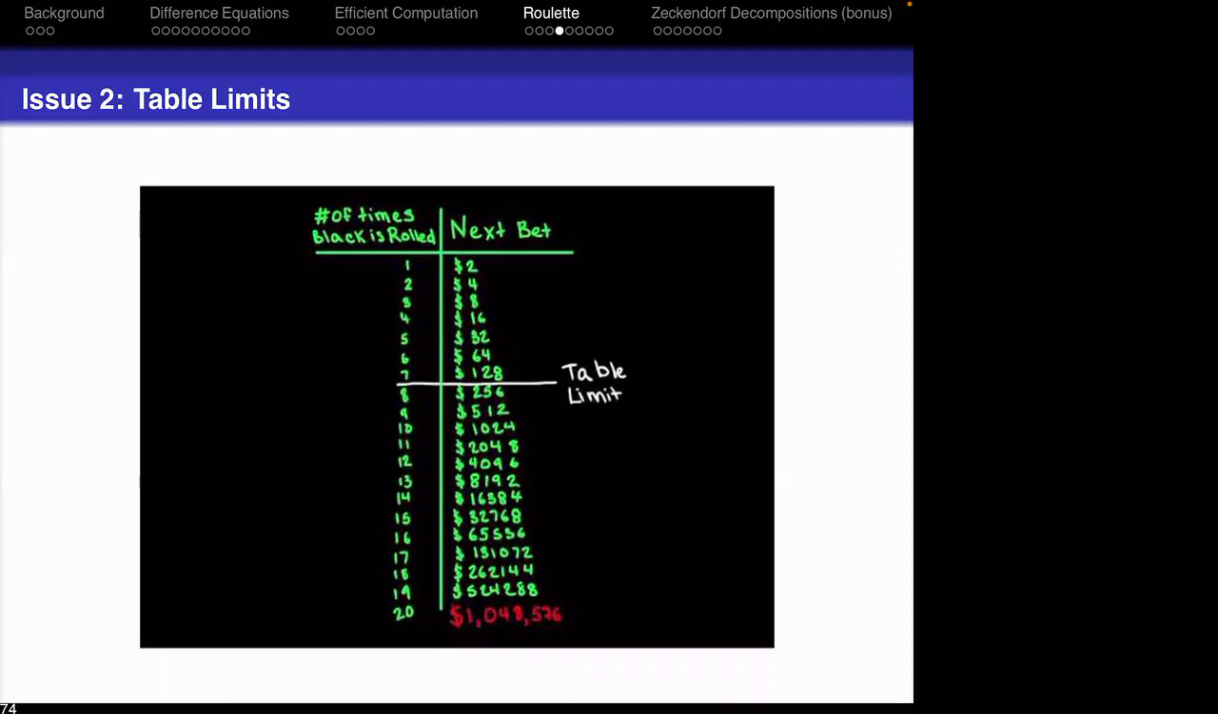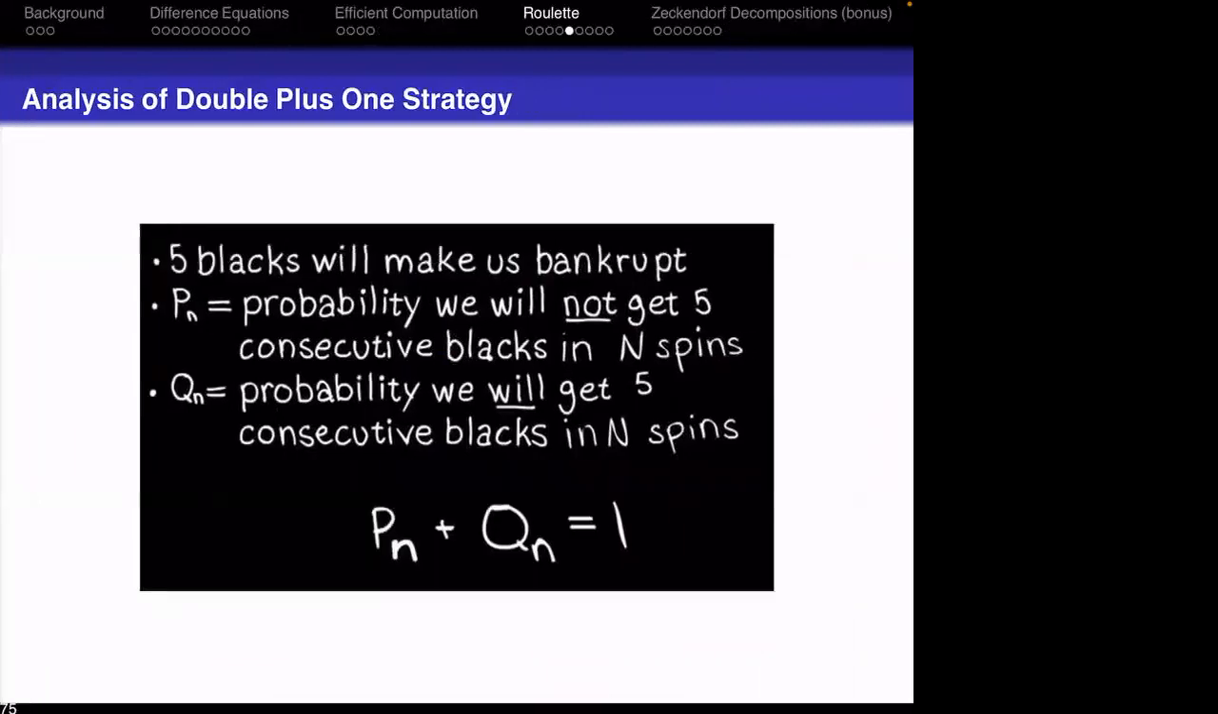So the question then becomes, well, what's the probability that I get, say, 7 blacks in a row, or 5 blacks in a row, or 6 reds, or whatever? So let's say we're betting on red. If we get 5 blacks in a row, that's going to make us bankrupt. So let Pn be the probability we will not get 5 consecutive blacks in n spins, because if we get 5 consecutive blacks, we exceed the table limit and we're done. Let Qn be the probability we will get 5. So clearly Pn plus Qn has to equal 1.